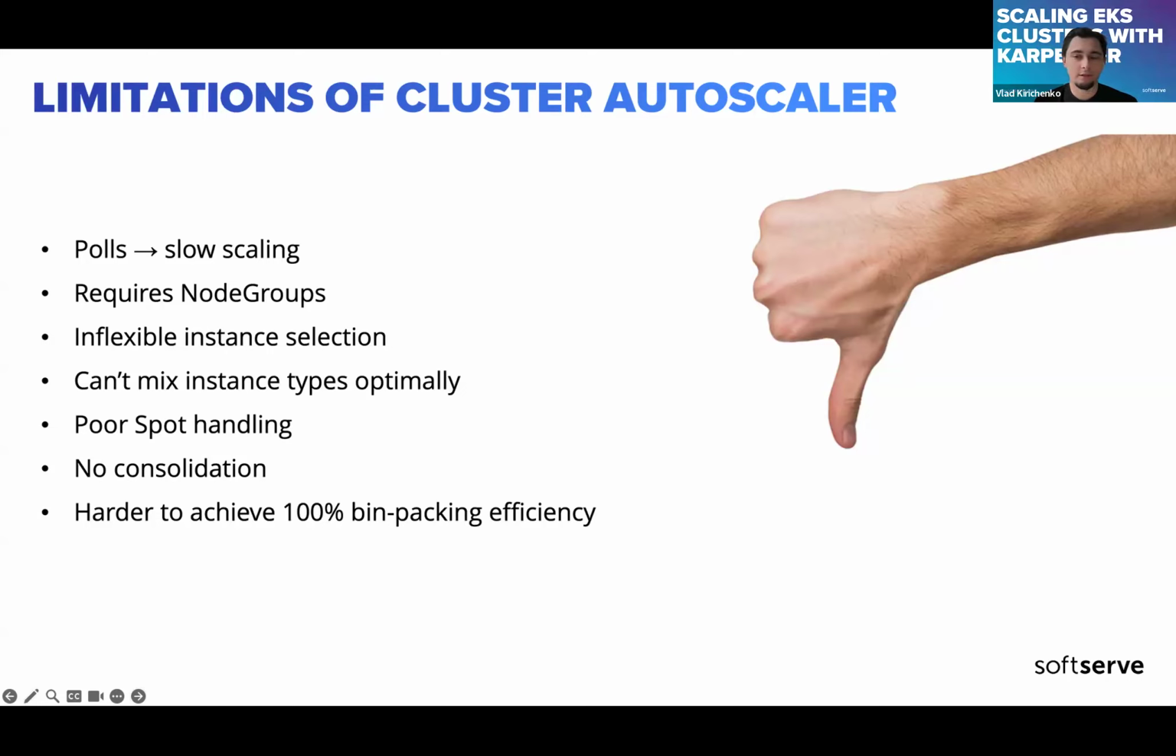Automatic instance selection: specifically, when you are running a workload, Karpenter evaluates all compatible instances and considers many aspects like cost, availability, interruption rates, etc. And it selects the most optimal choice.